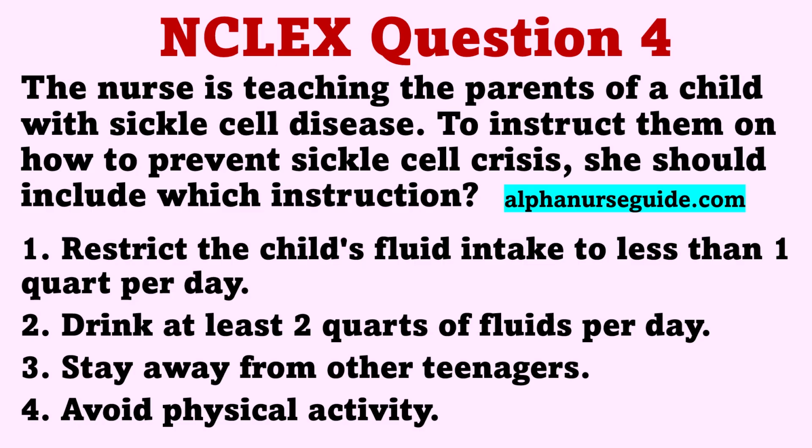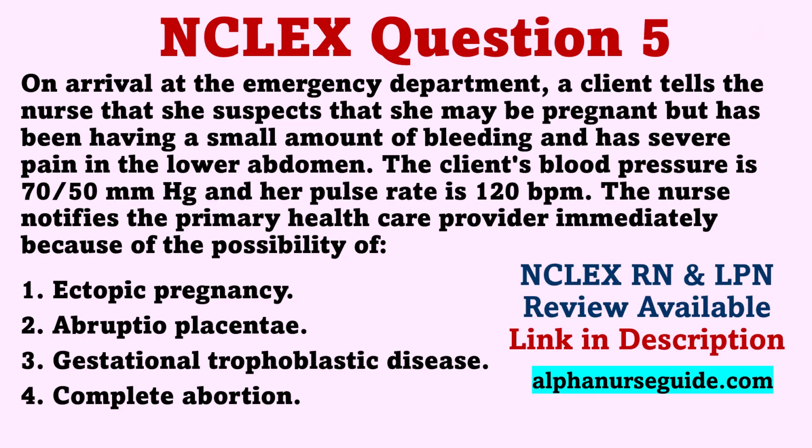On arrival at the emergency department, a client tells a nurse that she suspects she may be pregnant but has been having a small amount of bleeding and has severe pain in the lower abdomen. The client's blood pressure is 70/50 and her pulse rate is 120 beats per minute. The nurse notifies the primary health care provider immediately because of the possibility of 1. Ectopic pregnancy. 2. Abruptio placentae. 3. Gestational trophoblastic disease. 4. Complete abortion.